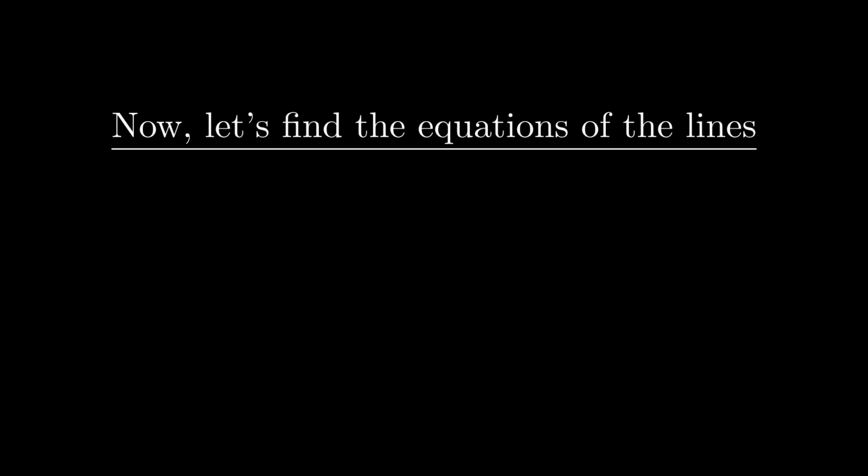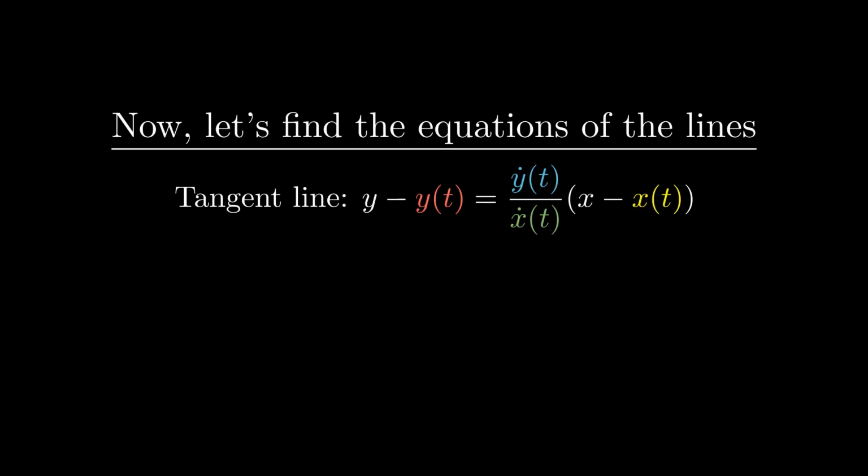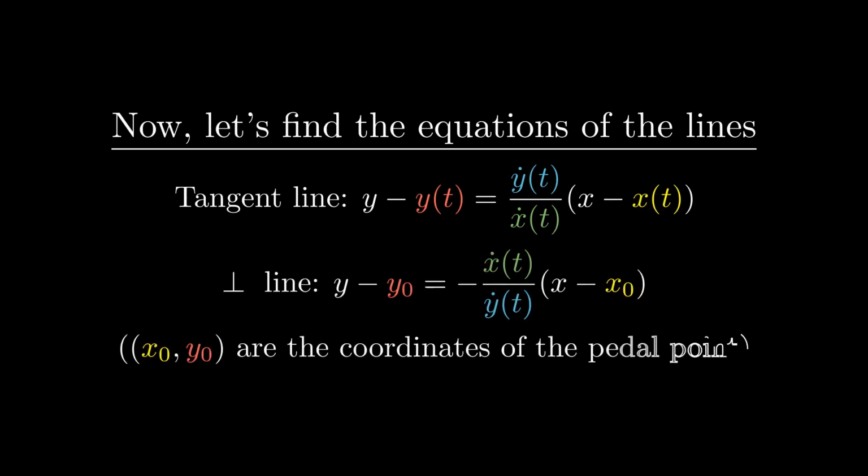But back to the original problem. We want to solve for the intersection of the tangent and perpendicular lines, so first we have to find their equations. Let's say that the pedal point has coordinates x0, y0. The equation of the tangent line in point-slope form is this, since we know that it's equal to the function for this given t value. The equation of the perpendicular in point-slope form is this. Note that the slope is the negative reciprocal of the tangent slope, which makes it perpendicular.